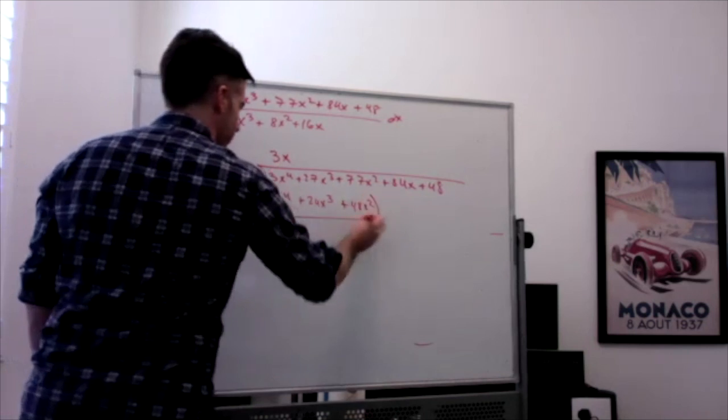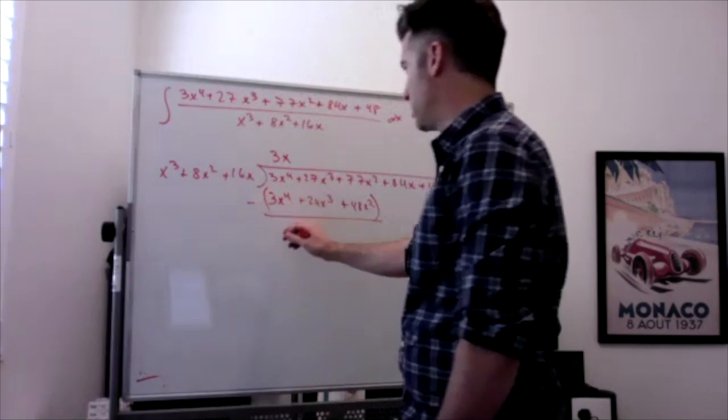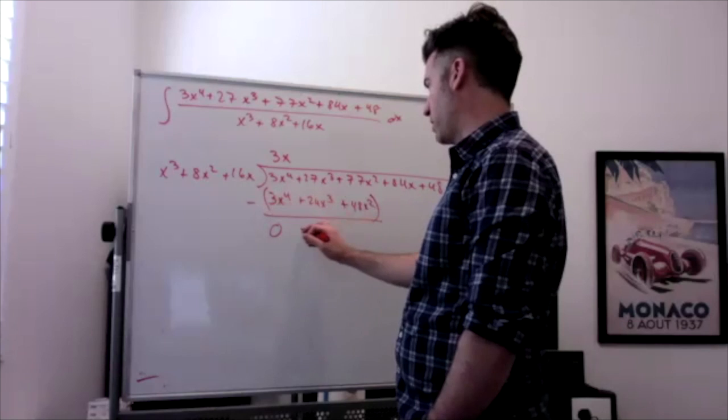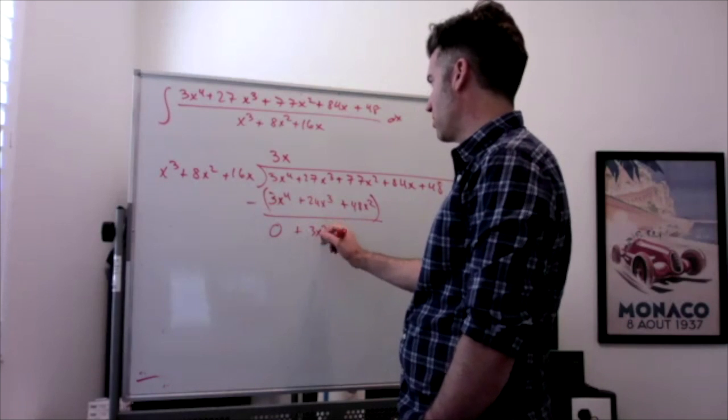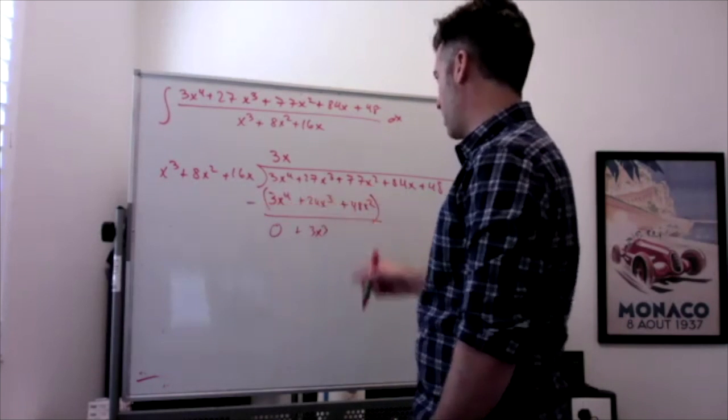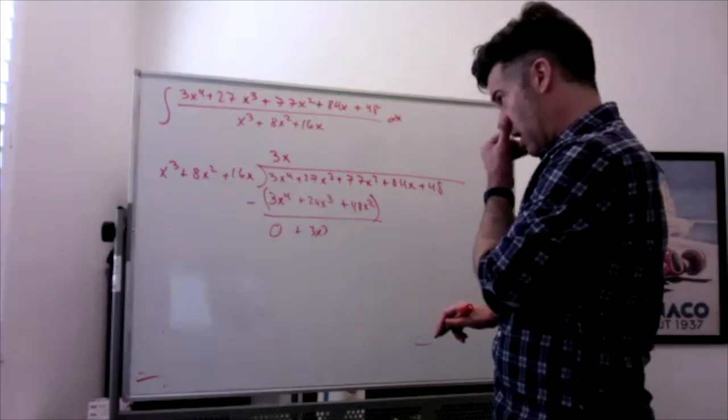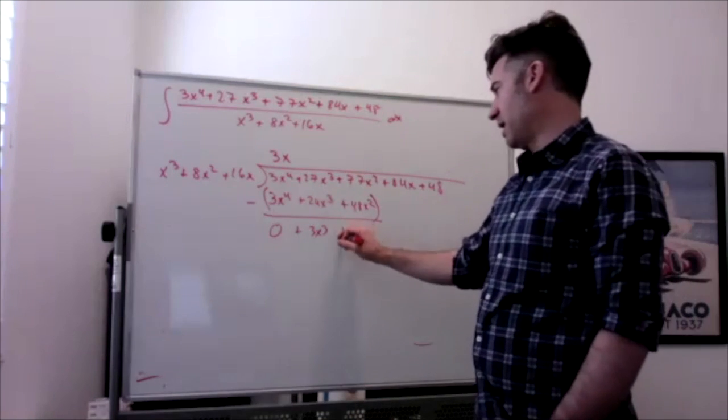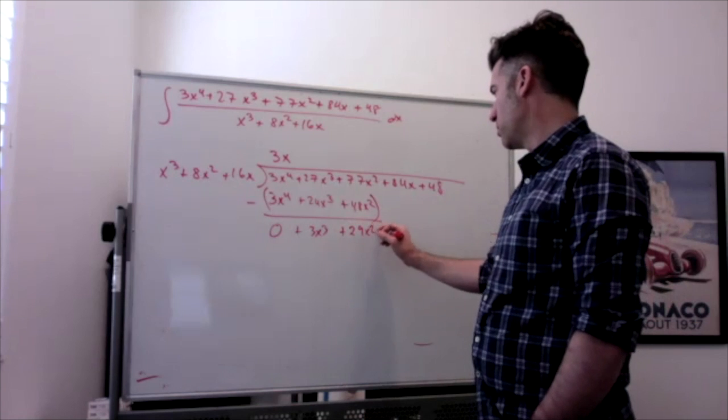Subtract. 0. 27 minus 24 is 3x cubed. 77 minus 48 is going to be 29. Bring down the next term.